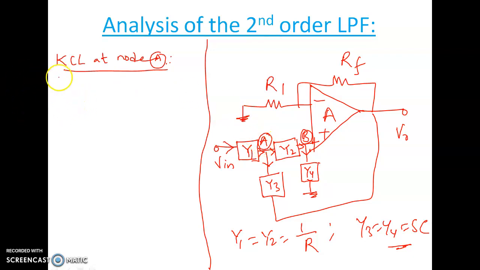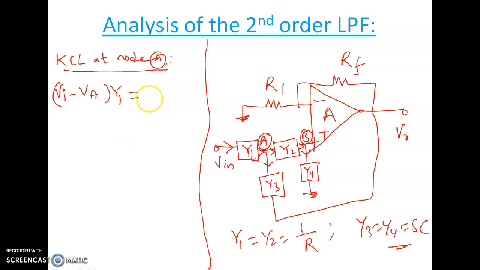Okay, so please see carefully how I am writing the equation. This is (Vi minus Va) into Y1. This is the current which is entering the node. Okay, is equal to, and the leaving currents are 2. That is the summation I am considering.